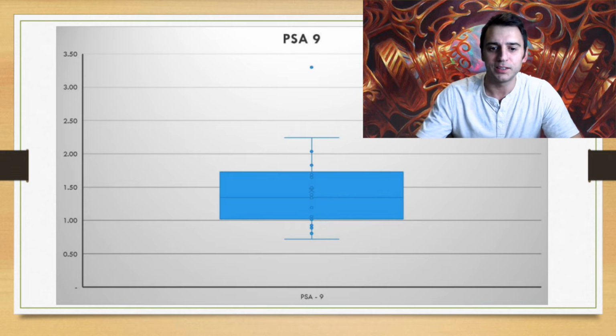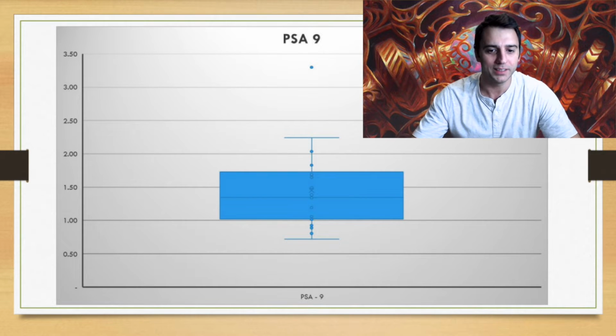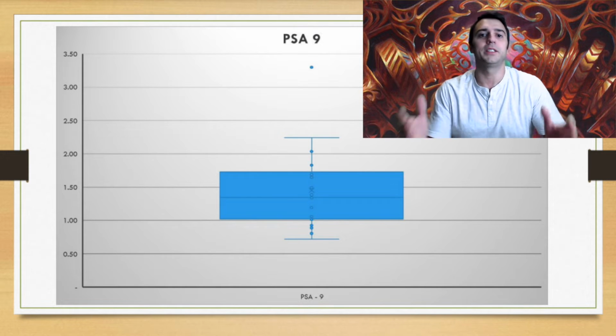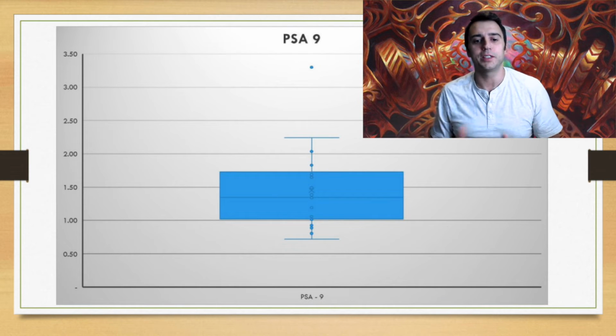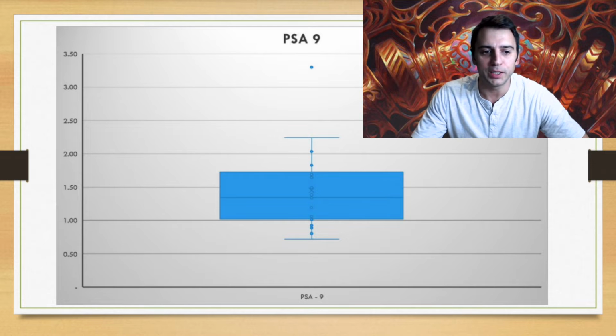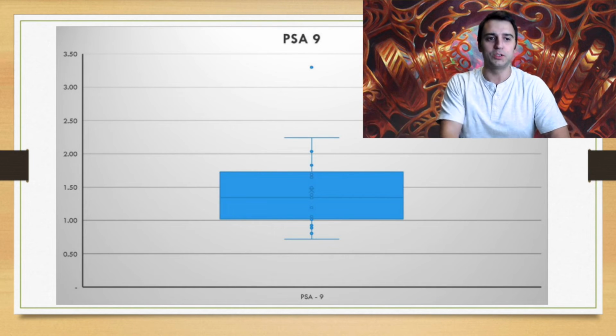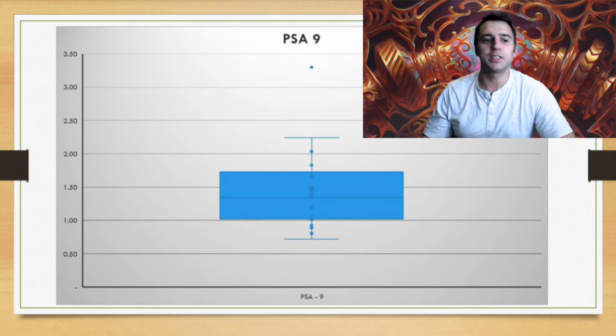You can see here the expected value for a PSA 9 starts in the range of 1, which means you're basically paying the near mint price for the card, and it goes all the way up to about 1.75 with outliers that reach just over 2, and in the case of an extreme example, over 3.